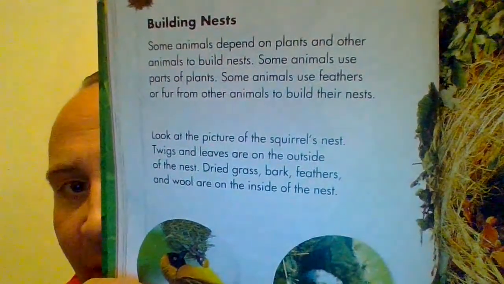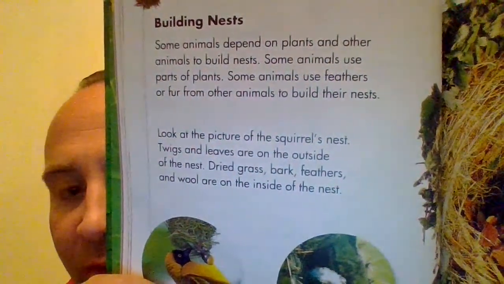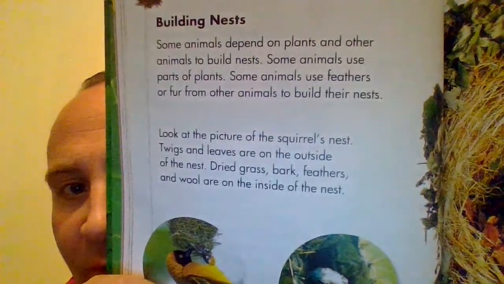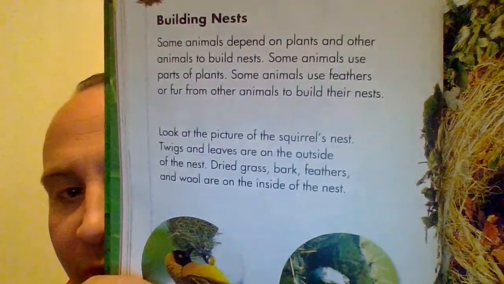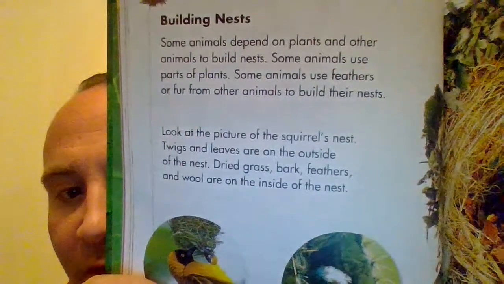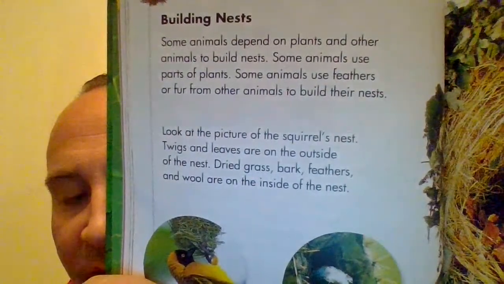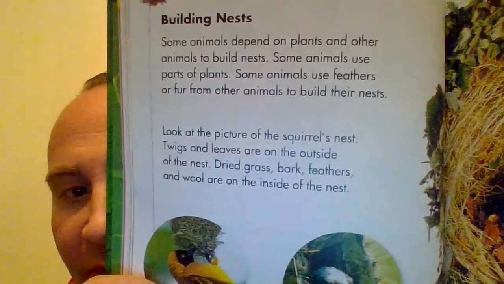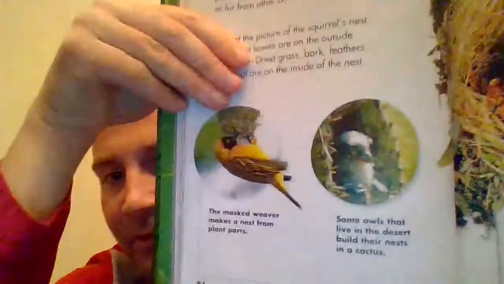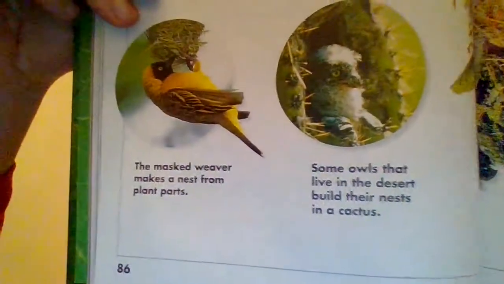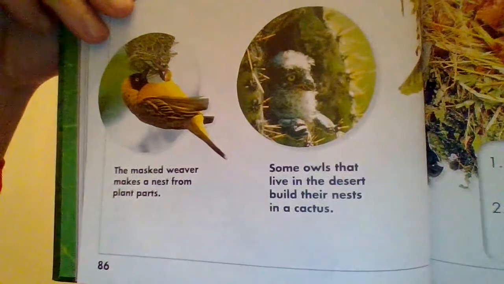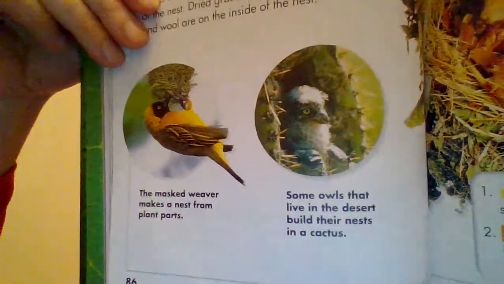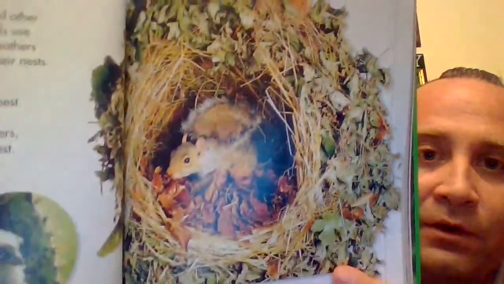Building a nest. Some animals depend on plants and other animals to build a nest. Some animals use parts of plants. Some animals use feathers or fur from other animals to build their nest. Look at the picture of the squirrel's nest. Twigs and leaves are on the outside of the nest. Dried grass, bark, feathers, and wool are on the inside of the nest. The mass weaver makes a nest from plant parts. Some owls that live in the desert build their nest in a cactus. Wow. Oh, that's a squirrel nest.